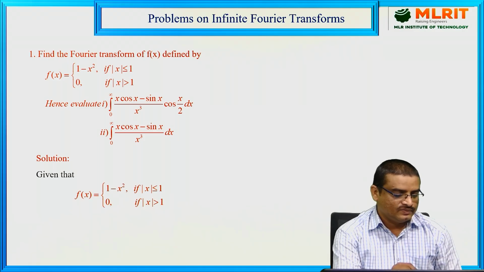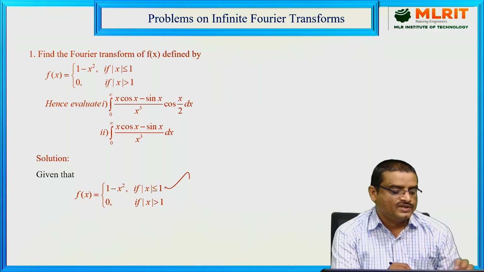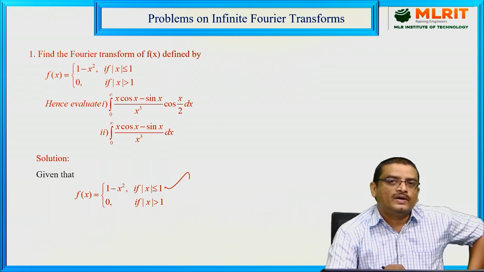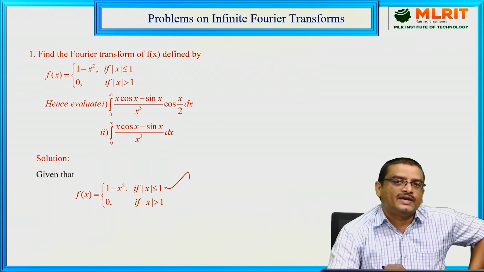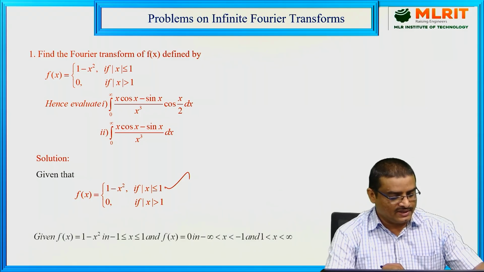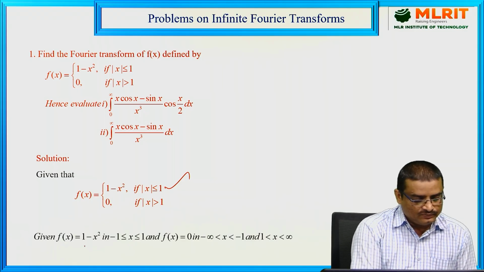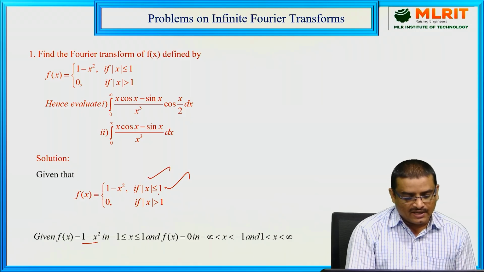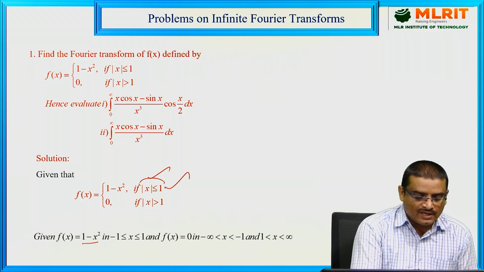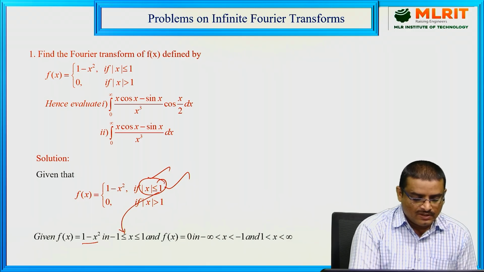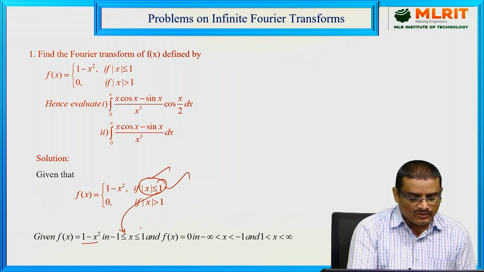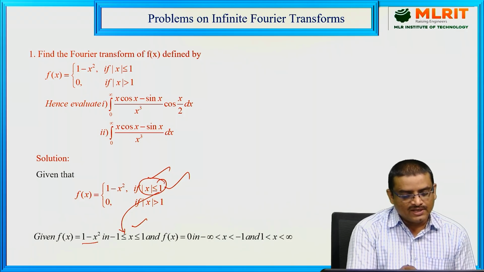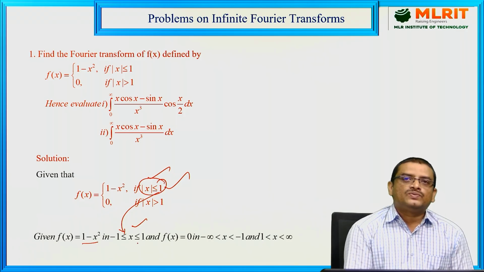So given that this is our function here, first we have to understand what mod x less than or equal to 1 represents, and what mod x greater than 1 represents. First we will take that. F of x is given as 1 minus x square for the condition mod x less than or equal to 1. So mod x less than or equal to 1 represents minus 1 less than or equal to x less than or equal to 1. This means that the x value lies between minus 1 and 1.